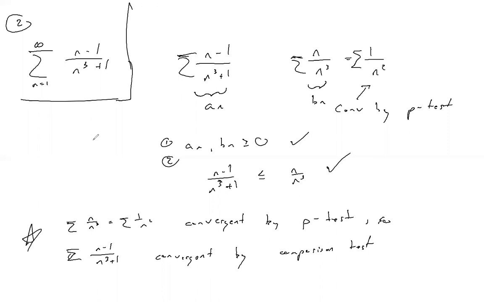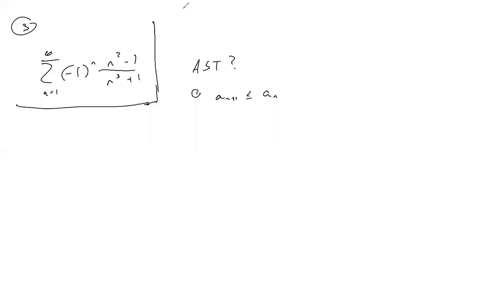All right, onward. Okay, so problem 3, I see an alternating sign. I immediately think I should try alternating series test. So what can I do? 2 conditions. First, I need the numerical part to be decreasing. Okay, so I need this part to be decreasing. A_(n+1) is less than or equal to A_n.